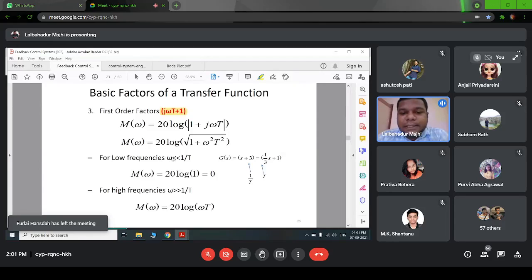So for low frequency, that means if omega is much less than 1 by T, or we can say if omega T is much less than 1, right? If 1 is very much greater than this term, then we can neglect this term and we will have only 20 log of 1, which will be equal to 0. So for low frequency, this magnitude will be 0. And for high frequency, if omega T is much greater than 1, at that time we will get this magnitude to be 20 log omega T.